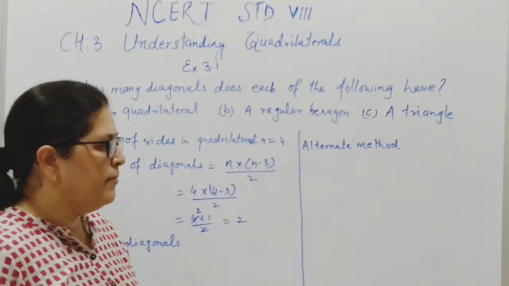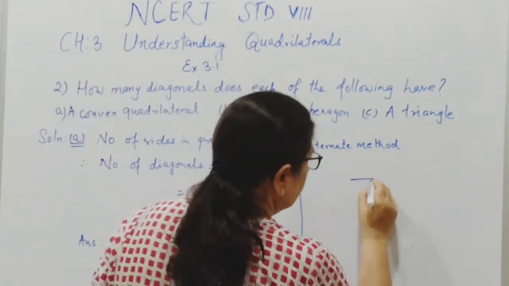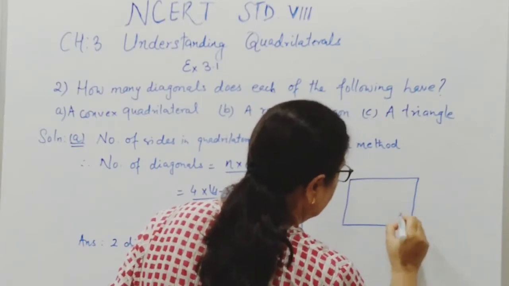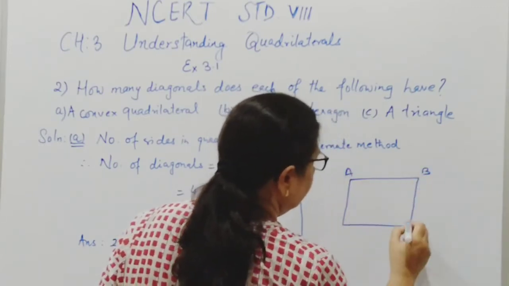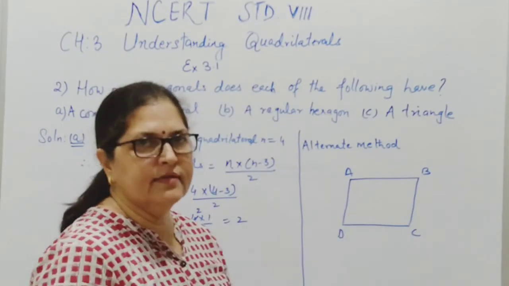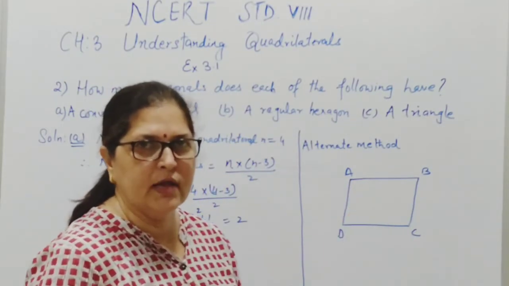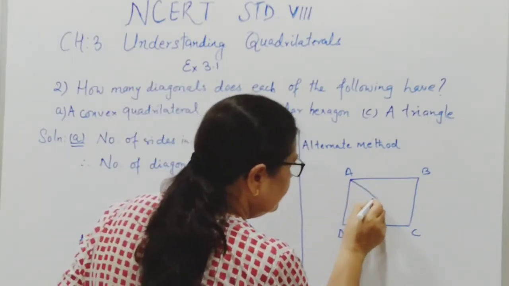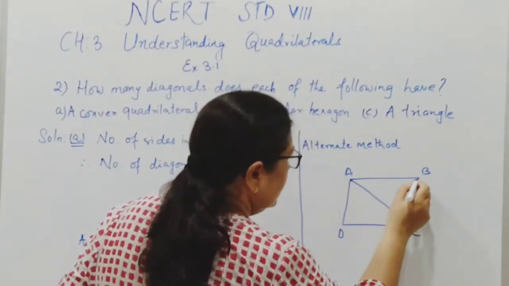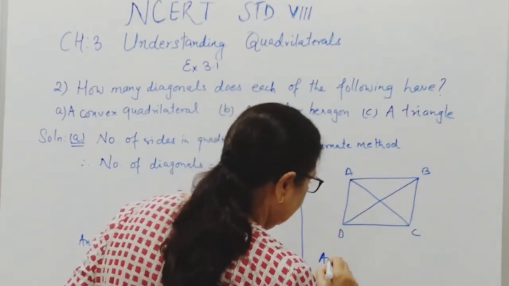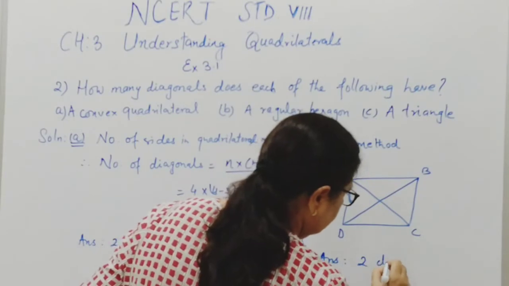Now the alternate method is we can draw a convex quadrilateral ABCD. Now what are the diagonals? Diagonals are the line segments which join the non-adjacent vertices of a polygon. So here AC and BD are the diagonals. So the answer is 2 diagonals.